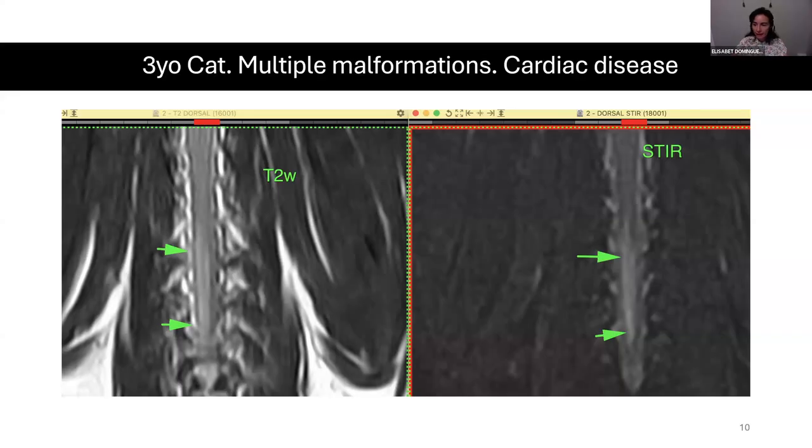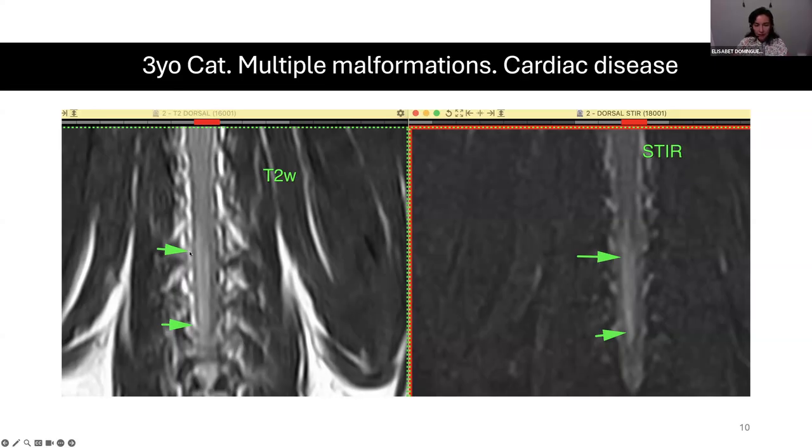Then we will see a cat. This is a pretty young cat, a 3-year-old cat. That cat had a congenital cardiac disease, and it had also multiple malformations in the thoracic and in the pelvic limbs. It had an acute clinical presentation of a non-ambulatory tetraparesis that was a little bit lateralized towards the right side and non-progressive. Again, we have here the dorsal T2 and the dorsal STIR, and we are more or less at the level of the cervicothoracic region.